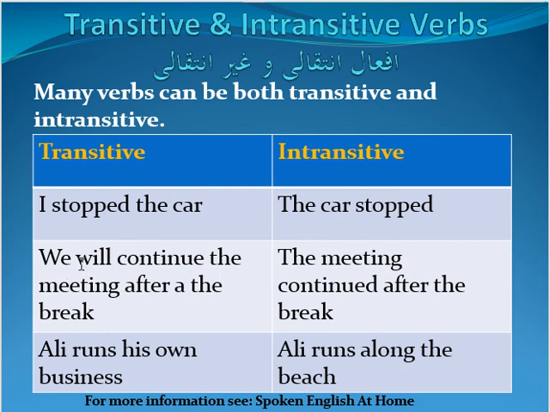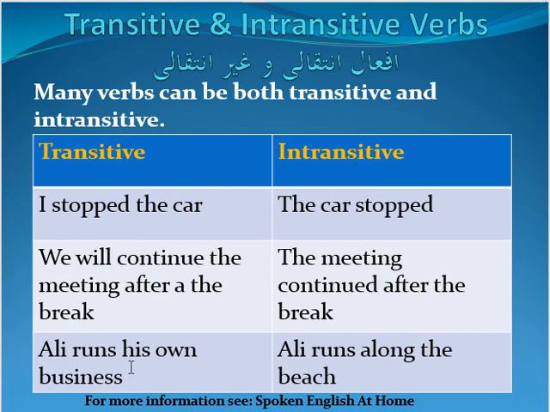So what is we? We is the subject. Auxiliary, no need to explain. Continue is the verb. The meeting is the direct object. After a break, we can say, is a kind of adverb of time. But here continue is a transitive verb because it is followed by what? A direct object. So this is transitive. And the same verb here is intransitive. Why? Because the meeting continued after the break. So here continue is not followed by an object. So when it is not followed by an object, this is an intransitive verb.